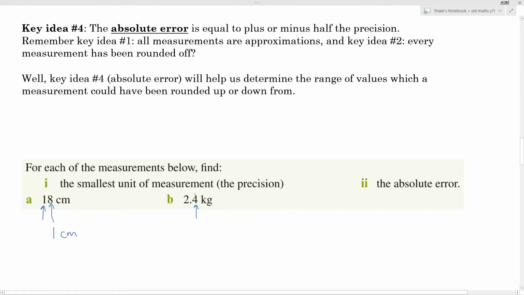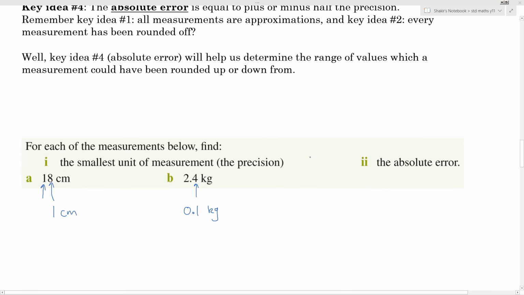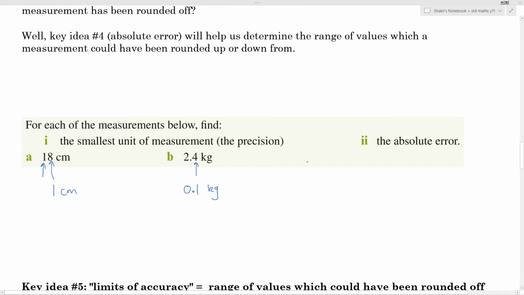And for the other value over here, the smallest is tenths, so we make it 0.1. It's going to be 0.1 kg. That's going to be the smallest unit of measurement. And absolute error is half of the precision. And so we half the 1 centimeter, it's going to be 0.5 centimeter, and we put a plus or minus.